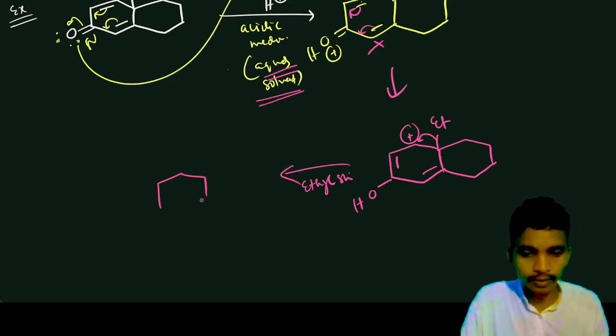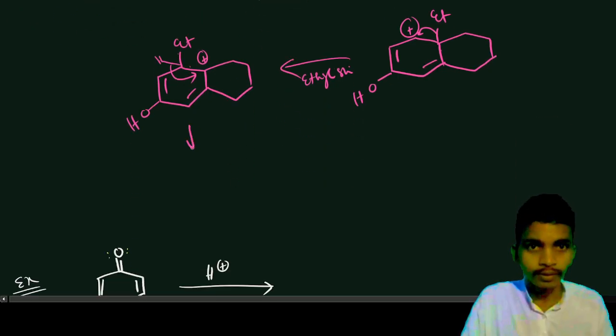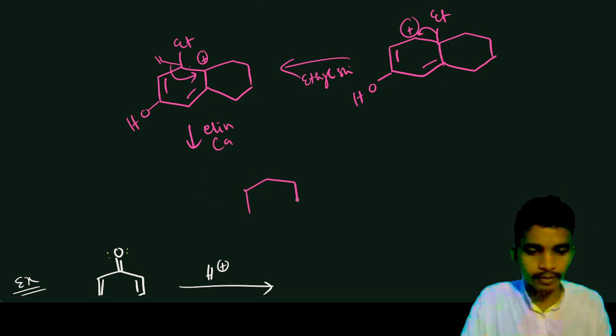So what will we get? Here we have the ethyl and this, and here we have the OH. Okay, and here we will have the positive charge. Now what we've seen is that a hydrogen atom is there, because 1, 2, 3, 4. And now elimination will occur to get aromatization. That means we will get this product. So here we have the OH, and here this one.